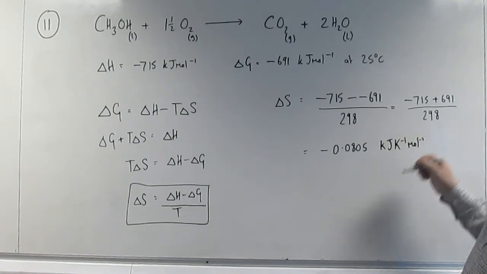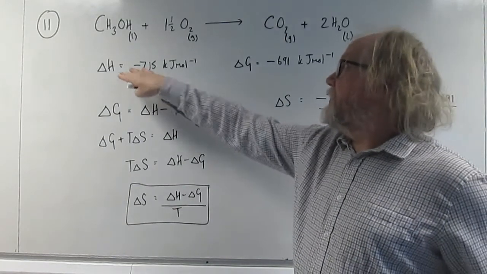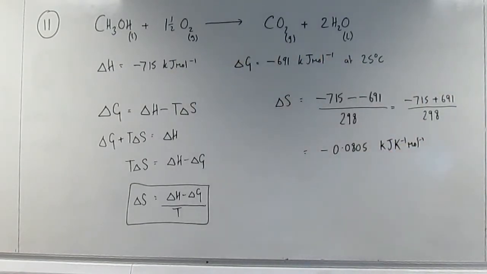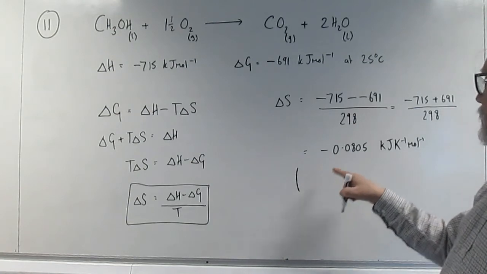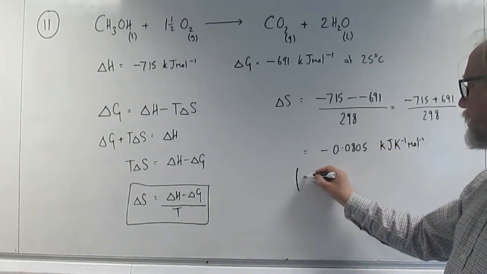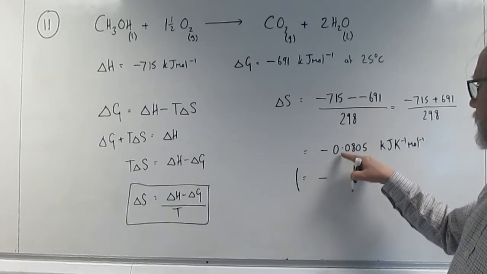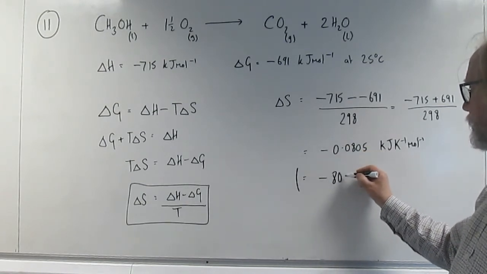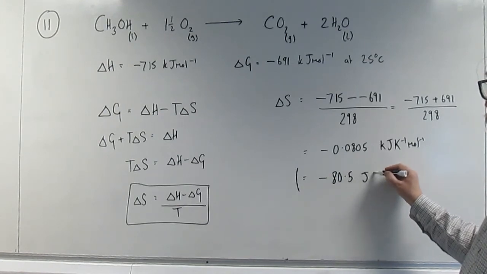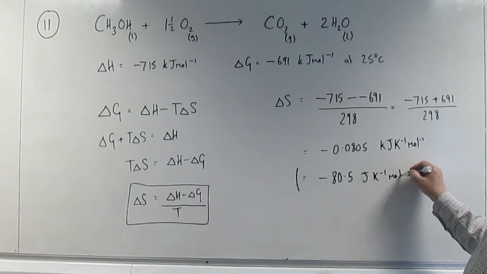because the numbers we fed in, delta H and delta G, had kilojoules in them, so this will be in kilojoules as well. So that answer is fine, but if we wanted to go to the normal entropy units, we would have to multiply that by 1000 to change those kilojoules into joules. So we can say that that equals minus 80.5 joules per Kelvin per mole.